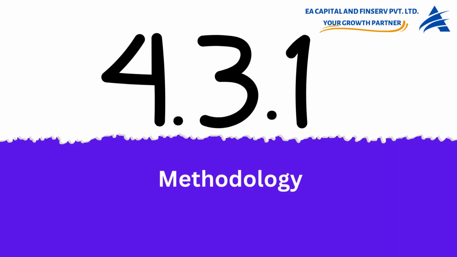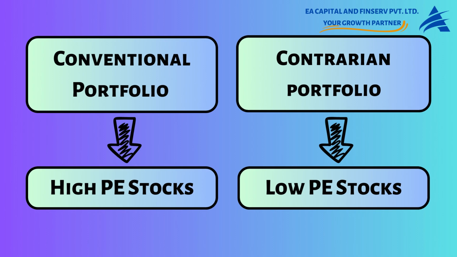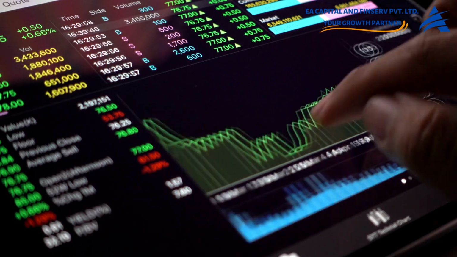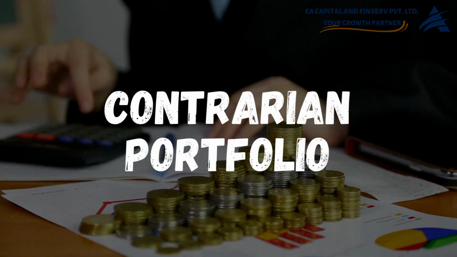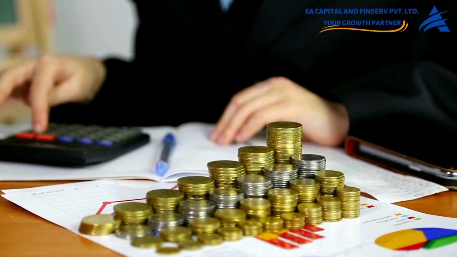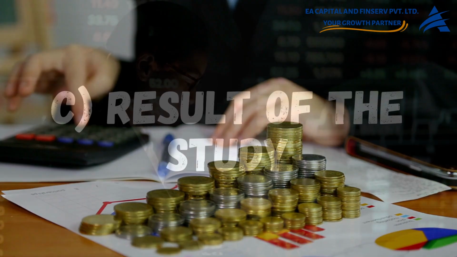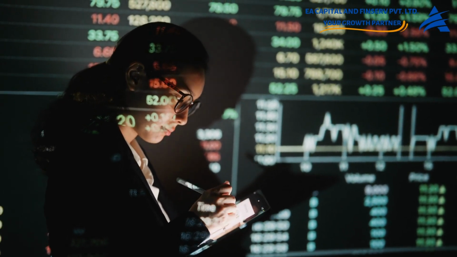Section 4.3.1: Methodology. The study examines two portfolios based on PE ratios, that is, conventional portfolio with high PE stocks versus contrarian portfolio with low PE stocks. A. Conventional portfolio: invest in the 10 highest PE stocks from the Sensex each year and repeat the process for a decade. B. Contrarian portfolio: invest in the 10 lowest PE stocks from the Sensex each year and repeat the process for a decade. C. The results of this study aim to provide insights for prudent investment strategies.